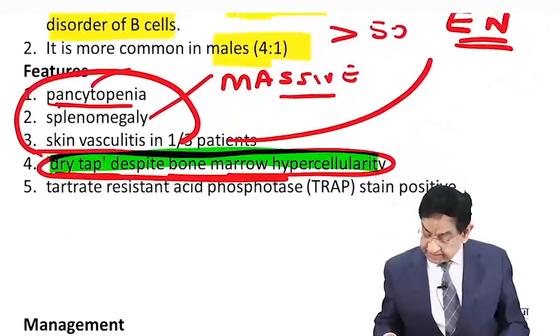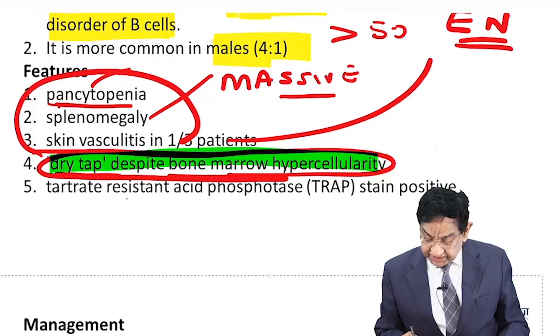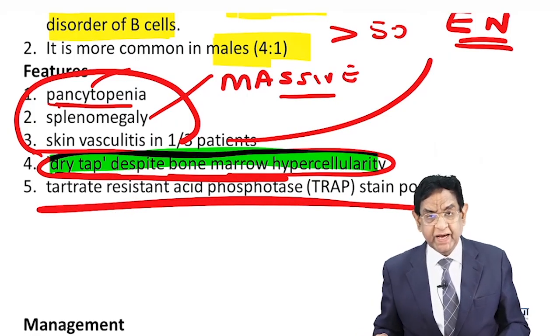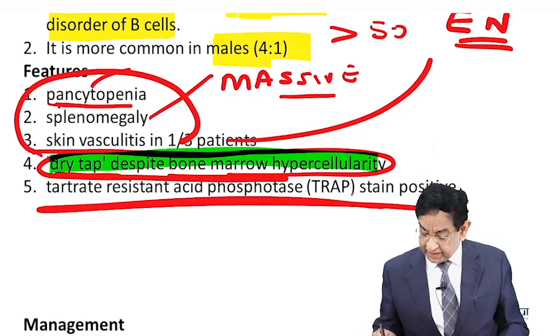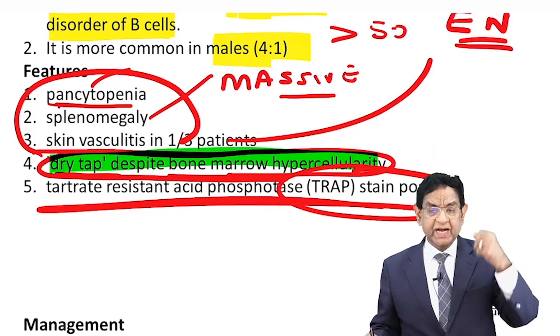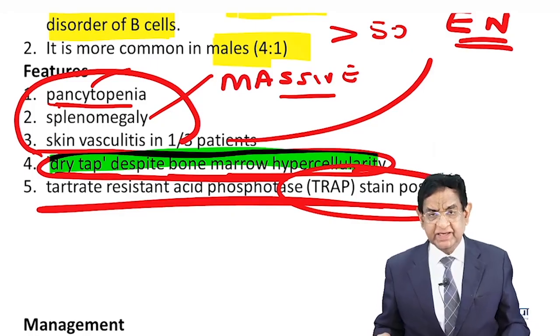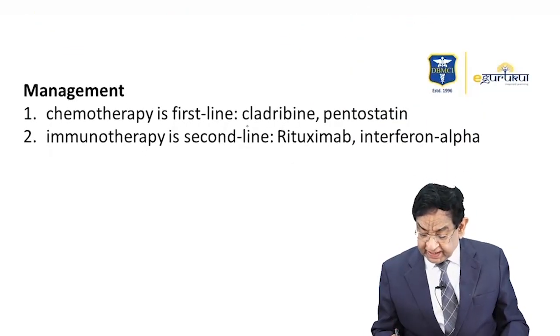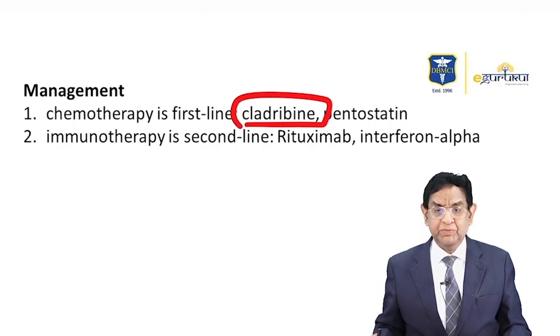And the classical thing, they have tartrate resistant acid phosphatase cells in the bone marrow. If you are getting this TRAP stain, it is virtually diagnostic that you are dealing with hairy cell leukemia. Treatment, the first line treatment is cladribine. Again, a point to be noted.